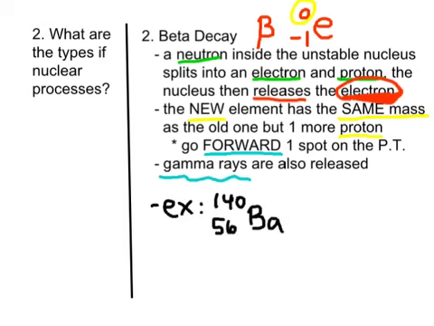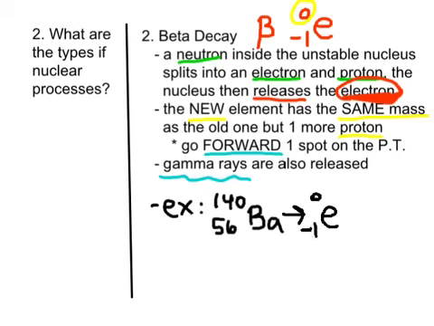All right, let's take a look at one example for beta decay. Here we've got barium-140. So barium has a mass of 140 and it's got 56 protons. This is going to go through beta decay, which means that one of the neutrons in the nucleus is going to break down into a proton and an electron, and that electron is going to get spit out.